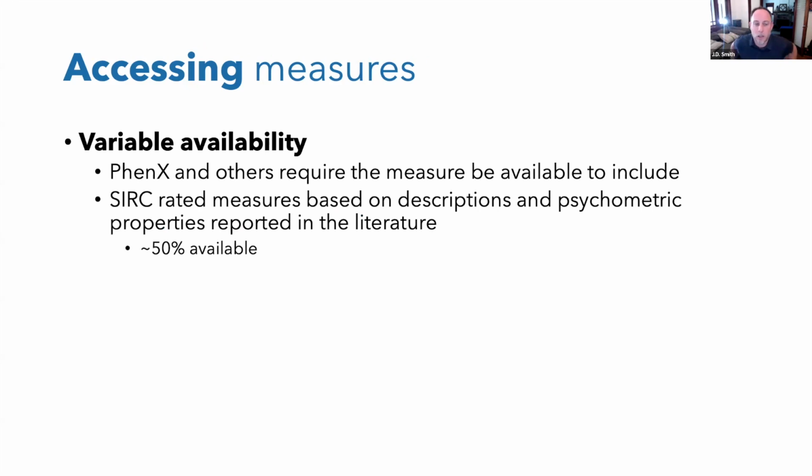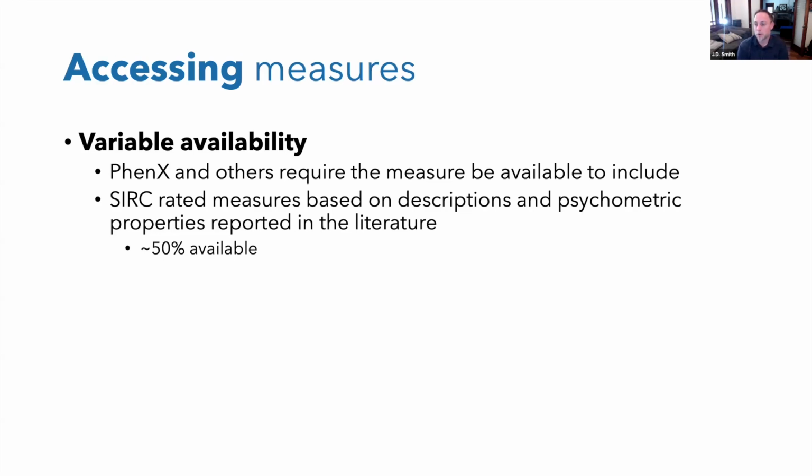So CIRC did something a little bit differently. They obviously did all of their ratings based on the descriptions and psychometric properties reported in the literature. The problem is only about 50% of the actual measures were made available and are directly linked through the CIRC website. The reason that was the case is they did not require, obviously, that the measure be made available for it to be listed in the repository. And they did the descriptions based on published data.